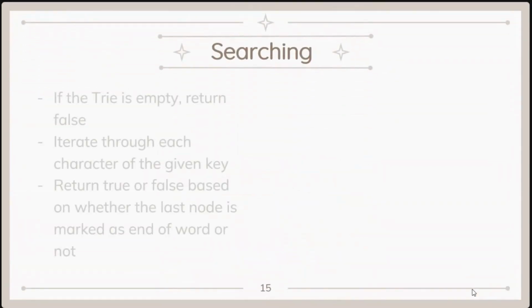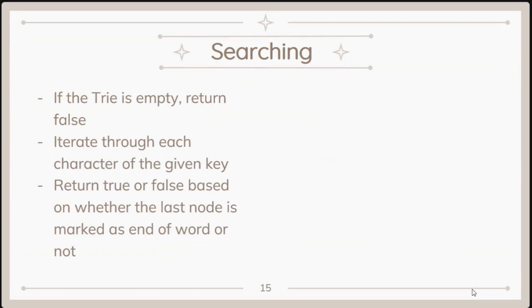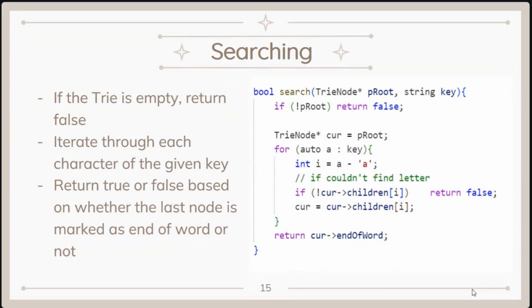For the next one, we have searching. In searching, we also need to check if the Trie is empty or not. If it is empty, we return false because there is nothing to look for. And if it's not, we will traverse the Trie like the way we insert a new word. We will go from the root to each child to find the one that we are looking for. And in this case, we need to find the whole word in the Trie. It means that we need to reach the end of the word and check if it is true or not.